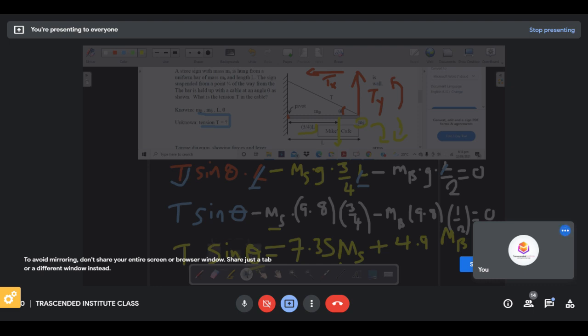Sir, why has 4.9 become positive? Who is able to see why it has become positive? It is on the right hand side of the equal sign. Okay, I see the equal sign. So that's the analysis of this situation that we had here. Any questions about it?